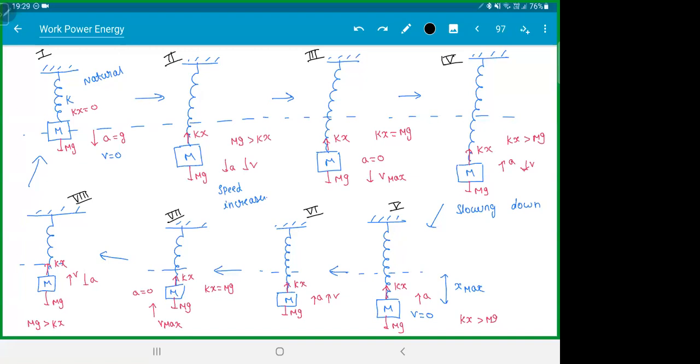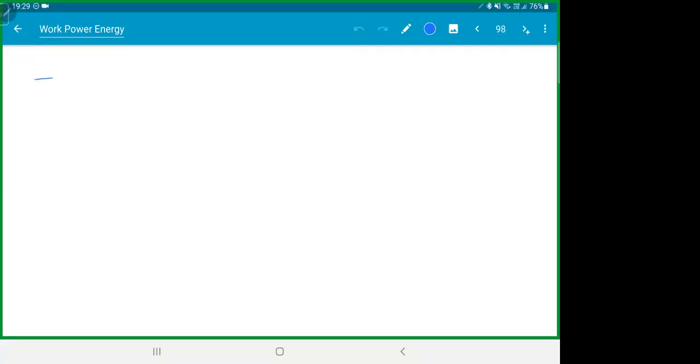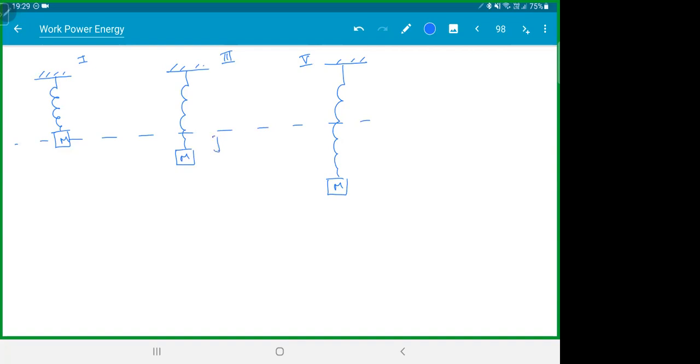And then if you're done with this, the next part would be you just need to define your states now again clearly. State 1. State 3. State 5. This was the natural length. This is x is equal to mg by k. At this point, the speed is maximum. Initially, velocity is 0. This is the maximum elongation, and v is 0.